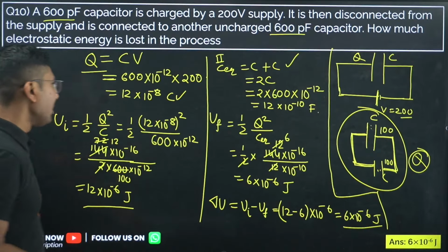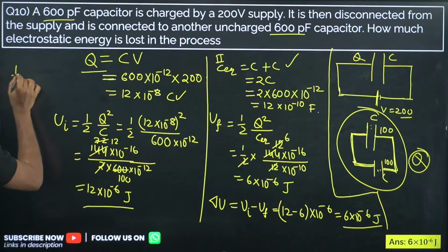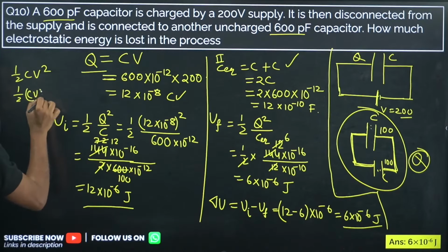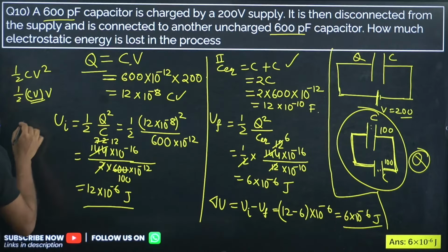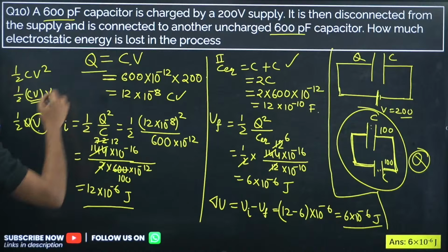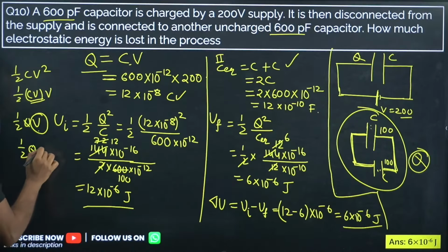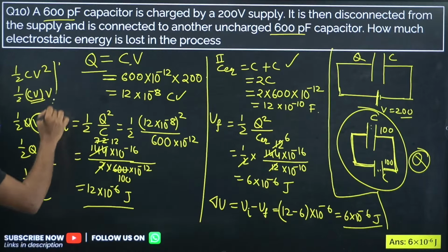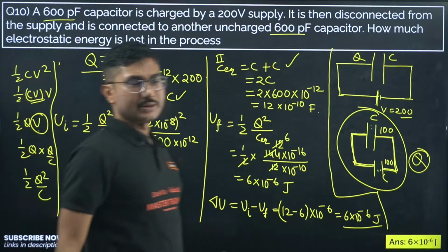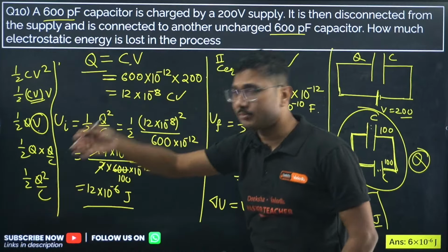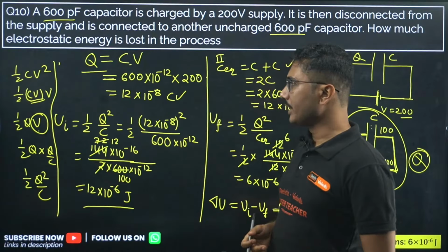If you forget this formula, how to remember? Half CV square, that is half CV into V. CV is Q, so half QV, and V is obviously Q by C, so half Q into Q by C, that is half Q square by C. So if you forget this formula, this is a way you can remember it, because this is the most fundamental formula. From here, all the formulas can be derived, right?